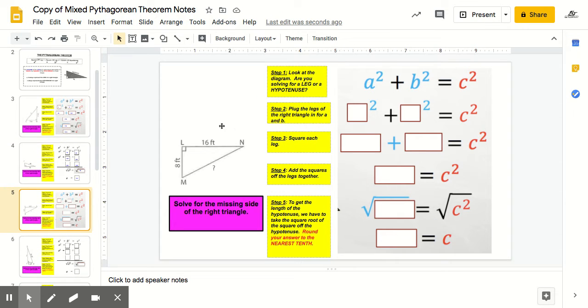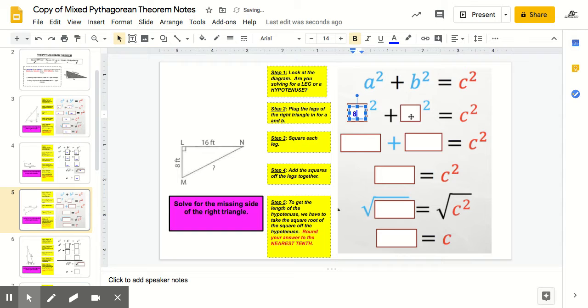Okay, next one. Look at the diagram. Determine what you are solving for. Are you solving for a leg or are you solving for a hypotenuse? Well, I am missing the side that is opposite of the right angle, which means we must be solving for a hypotenuse. So I gave you both legs, so please plug in both legs into your Pythagorean theorem.